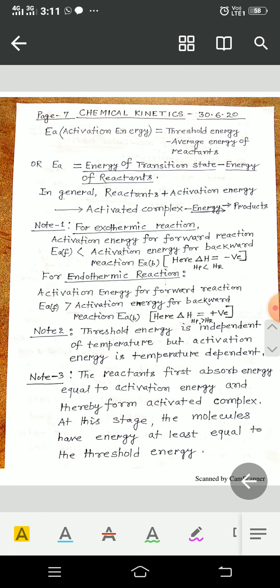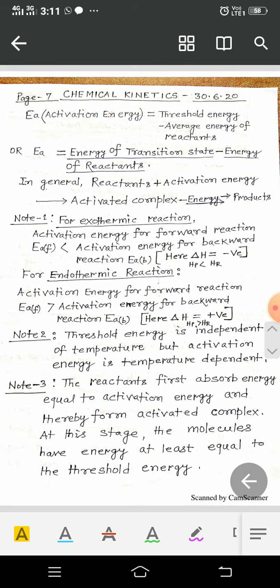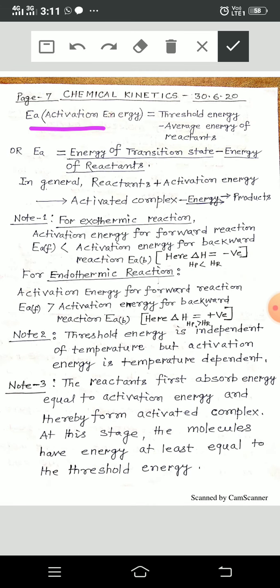Now, what is activation energy? Activation energy is equal to threshold energy minus average energy of reactants, or we can say activation energy is equal to energy of transition state minus energy of reactants. In general, reactants plus activation energy give activated complex, which then releases energy and gives products.